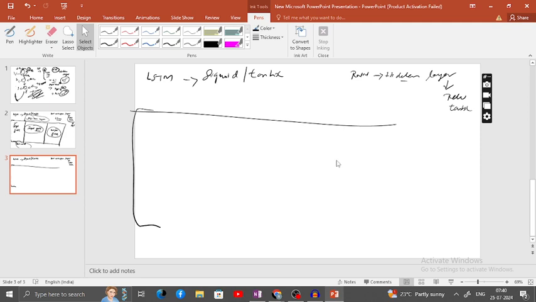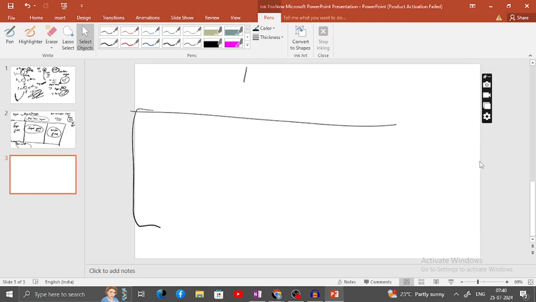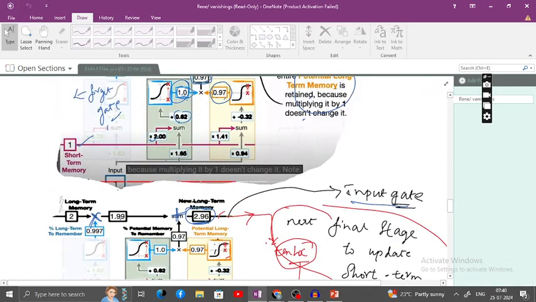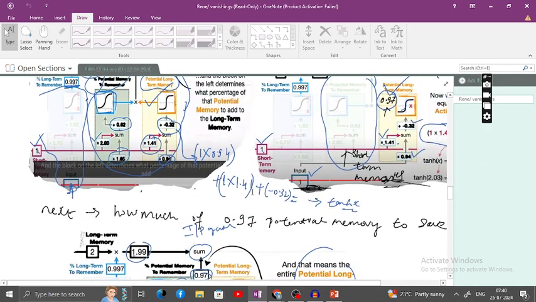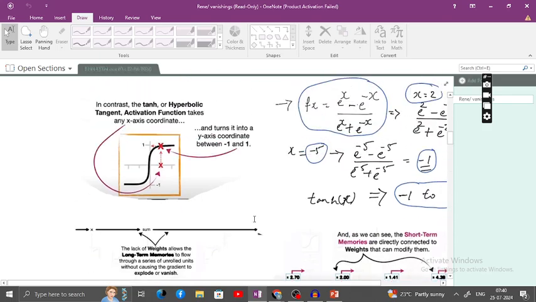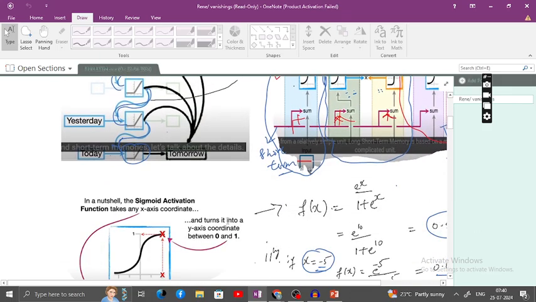Now, have you understood how many gates are there in LSTM? Input gate, forget gate, output gate. Three gates are there. First one is a forget gate, second is an input gate, third is an output gate. I have taken some screenshots to explain, and I will send that video also so you can understand there. But anyhow, you listen first.